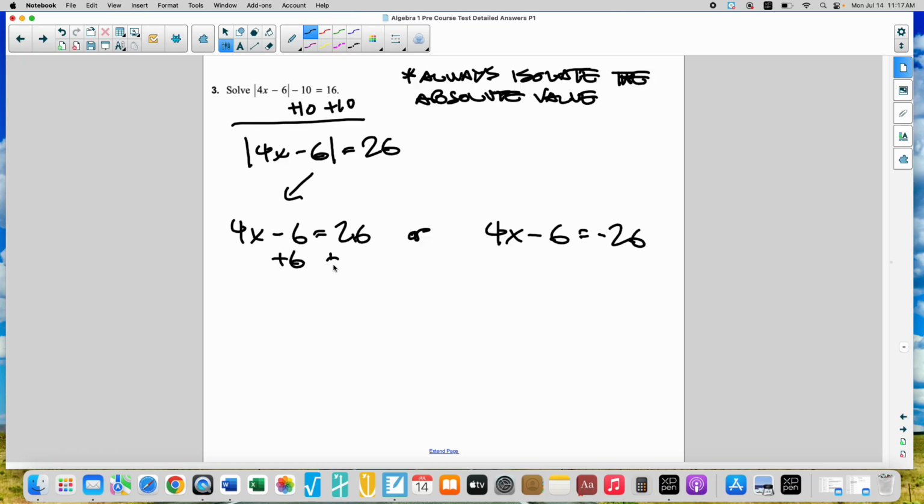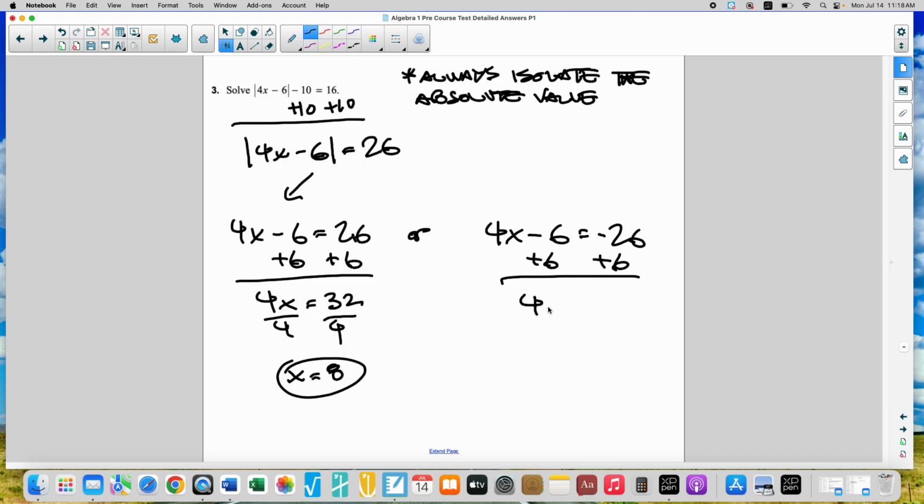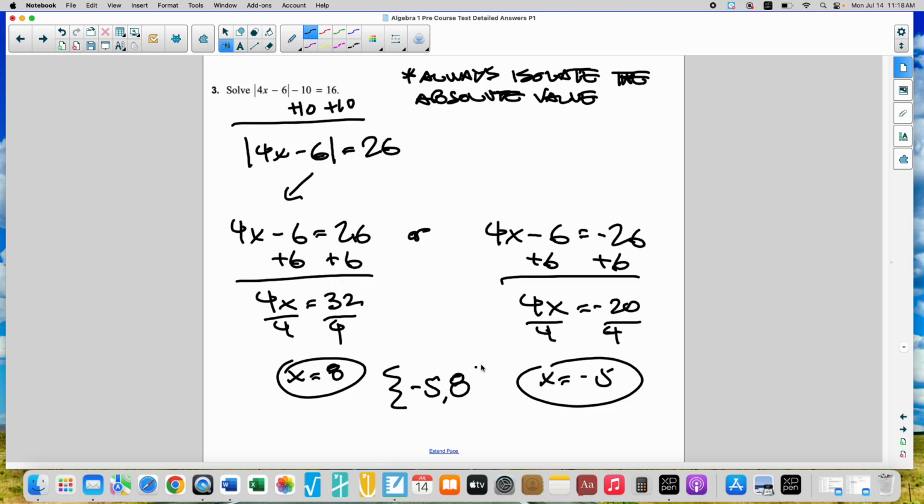And now we solve. So 4x equals 32, divide by 4. X can equal 8. Add 6, 4x equals negative 20, divide by 4, divide by 4, we get x equals negative 5. So my two solutions, and we write them in numerical order, are negative 5 and positive 8.